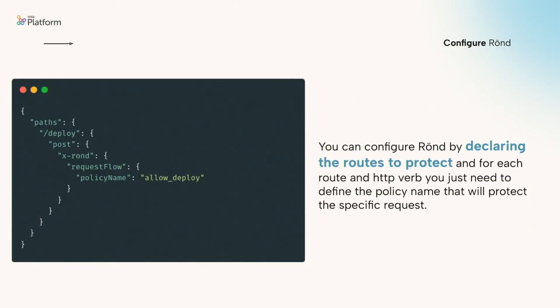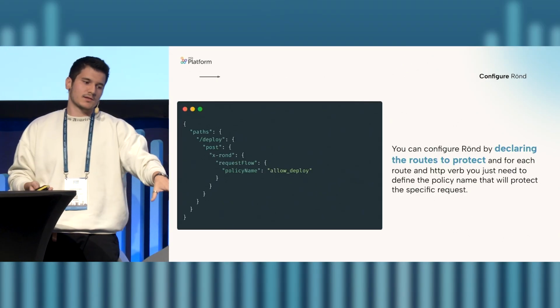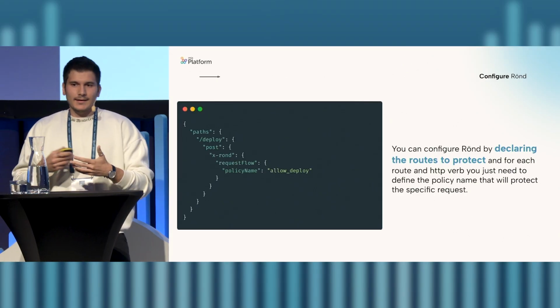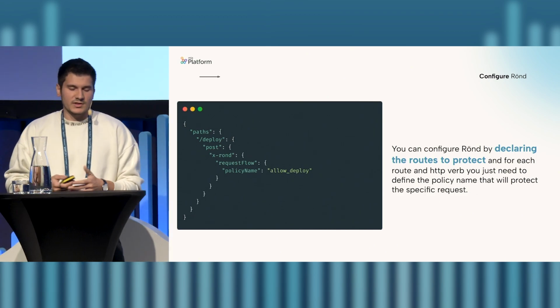To configure Rönd, we just need a simple JSON file. If it looks familiar to you, it is because it's an OpenAPI specification standard. So to configure Rönd, you just need to export your OpenAPI spec from your services and just add the x-rond property to declare the policy that will be used to authorize your specific requests.